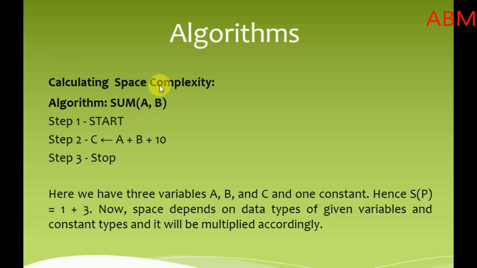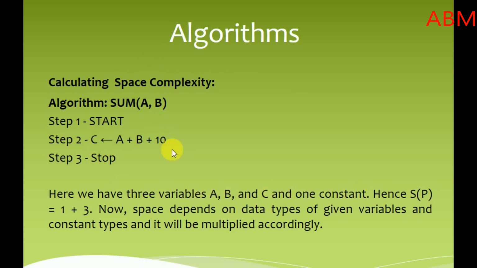So to calculate the space complexity in this algorithm, I am going to sum a and b. You can see that after starting the program, in the second step I am storing in c the addition value of a plus b plus 10. It means that there are 3 variables, a, b, and c, which are stored in the memory, and the constant value is also stored in the memory.